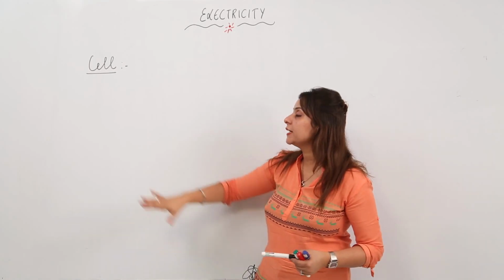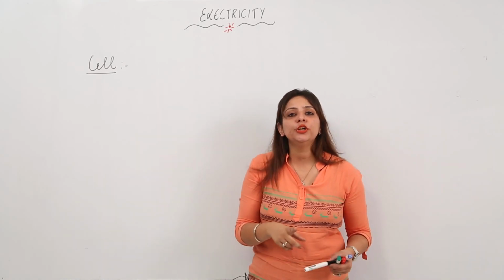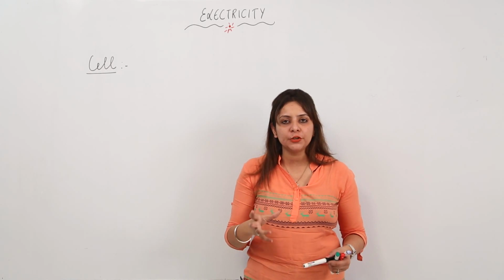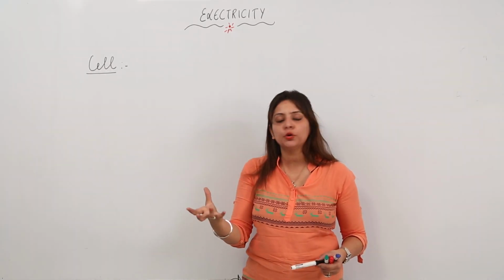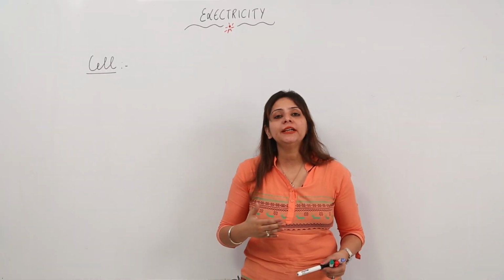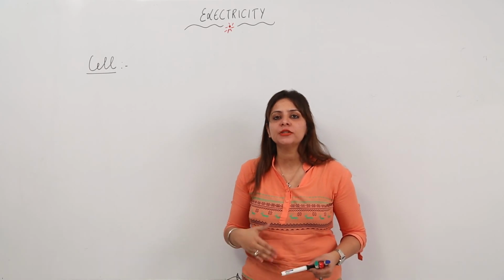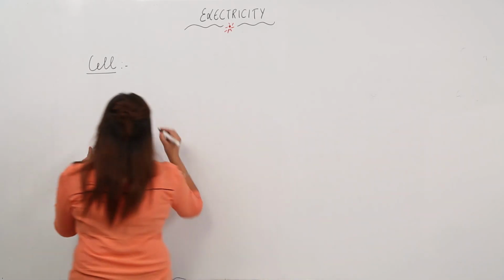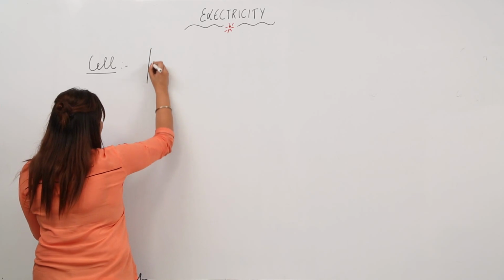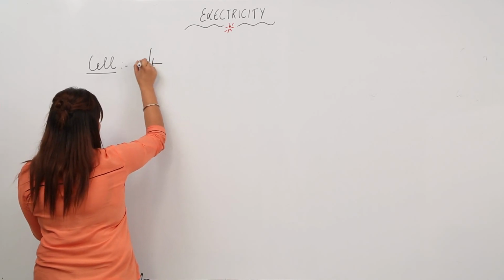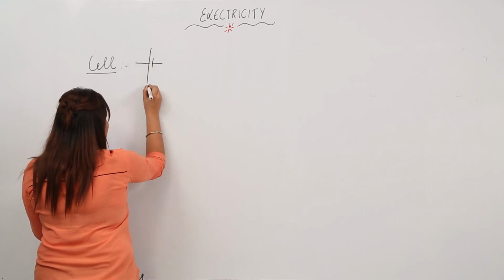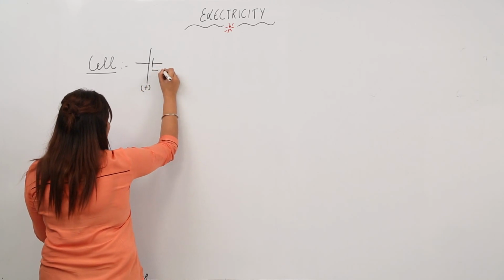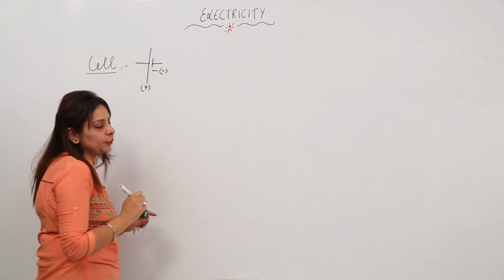Now we are going to start with the topic cell. As I told you, a cell is a source of electricity; it can help many portable devices work. So how it can make those devices work, we are going to study here. See, first of all you should know that a cell is denoted by this symbol. This bigger line corresponds to the positive terminal and the smaller one corresponds to the negative terminal.